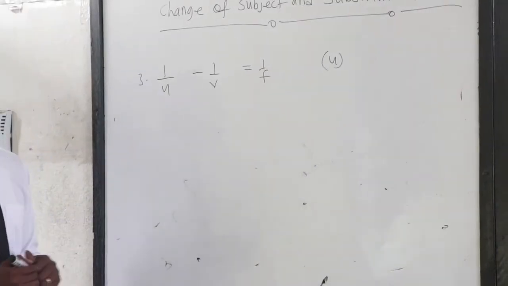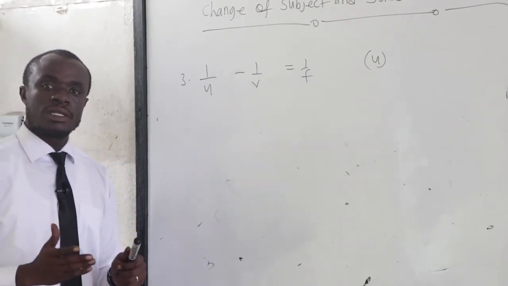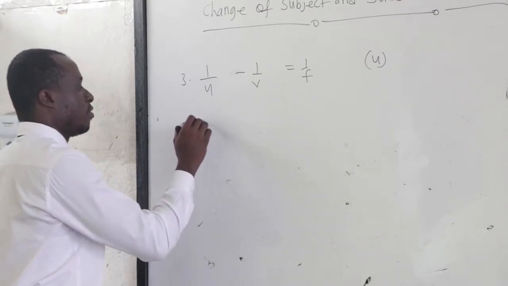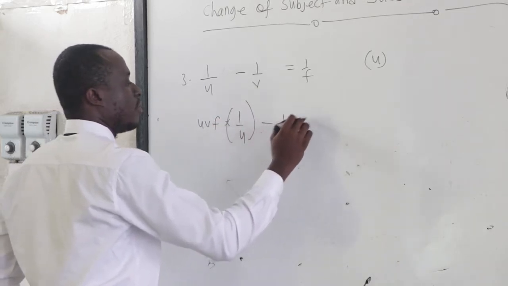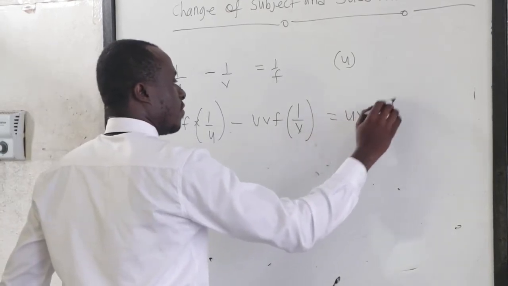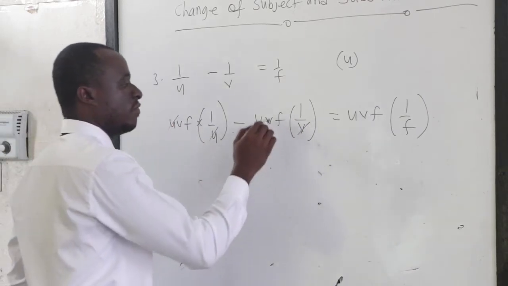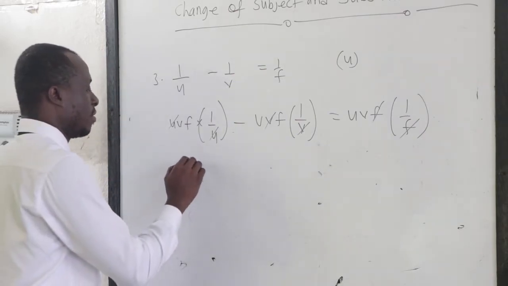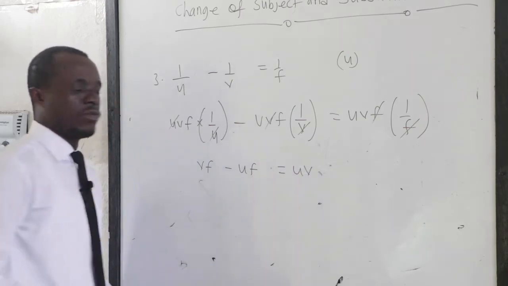Now in this case we want to make u the subject. 1 over u minus 1 over v equal to 1 over f. What's the LCM? Multiplication of the denominators, which is u v f. So you have u v f times 1 over u minus u v f times 1 over v equal to u v f times 1 over f. This u is cancelling out that u. The v is cancelling out that v. The f is cancelling out that f. So you have vf minus uf equal to uv.